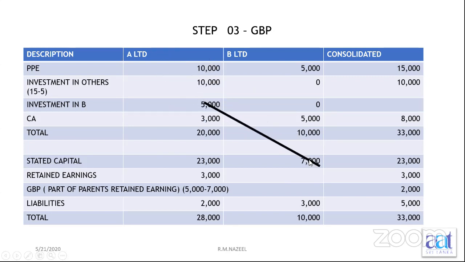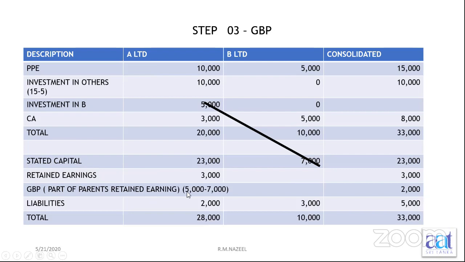Now you have an excess. You have paid less, but you bought a higher value business at a lesser price. So the standard says the difference of 2,000 is the profit of the parent. I have given it in the balance sheet separately for you to understand the GBP. See, GBP is part of the profit of the parent's retained earnings. It is part of it, but I have given it separately.